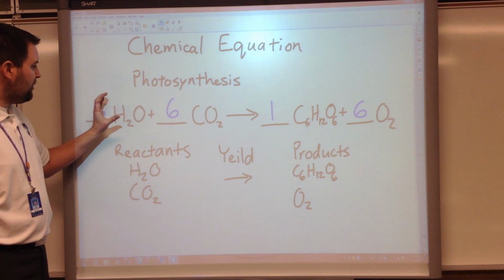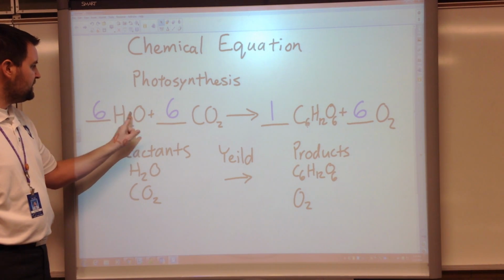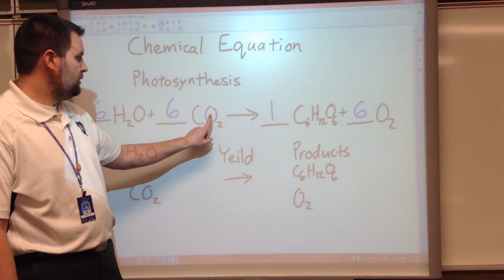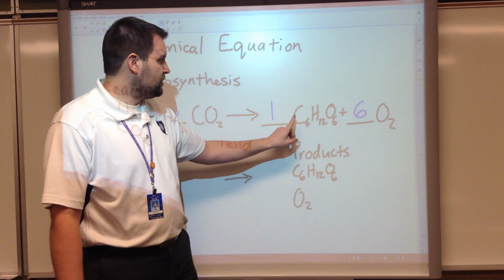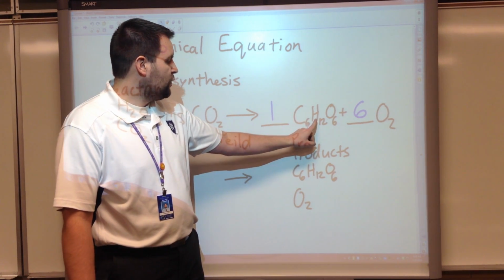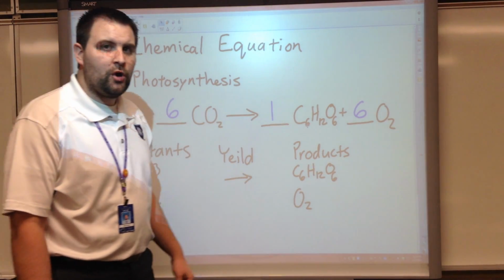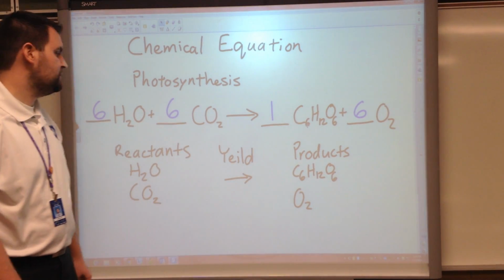This means in this molecule of water that there's 2 hydrogens and then 1 oxygen. In carbon dioxide there's 1 carbon, 2 oxygens. In sugar there's 6 carbons, 12 hydrogens, 6 oxygens, and then oxygen molecules come in pairs, 2 oxygens.